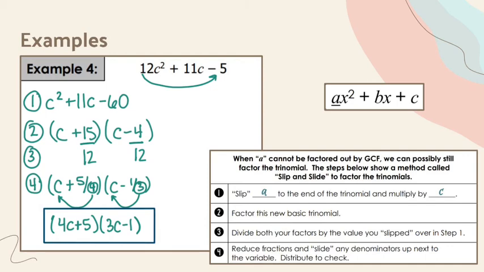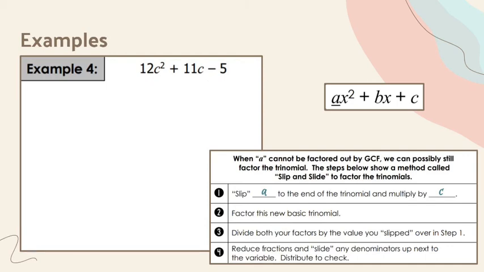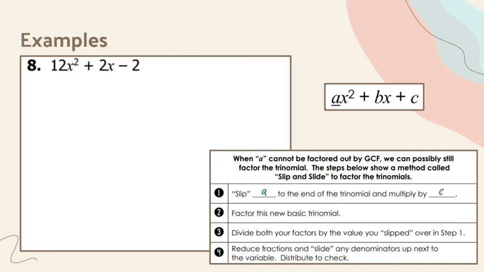All right, and then there's one more example I want to do with you, just because we didn't do any with the greatest common factor. So if you skip down to number 8 on your worksheet, we're going to do it together. You need to check to make sure there are no greatest common factors when you do this. And in this one there is. We can take a 2 out of all 3 terms. So we're going to take a 2 out, and we have 6x squared plus x minus 1.